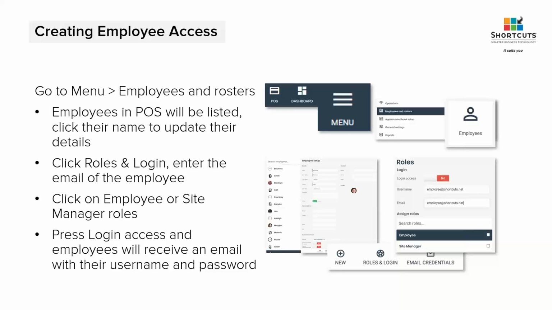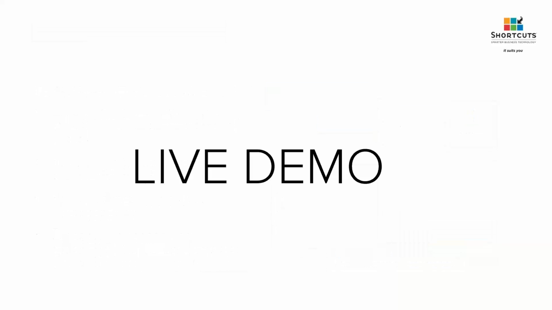So once you click the checkbox and say, this person is going to be an employee, and you change the login access to yes, then when you press done, Shortcuts will say, okay, I'm going to send an email to this staff member with their username, their password, and now they can access the cloud. And again, they can bring up the cloud on their phone or their home computer if they want. So they have their own login details.